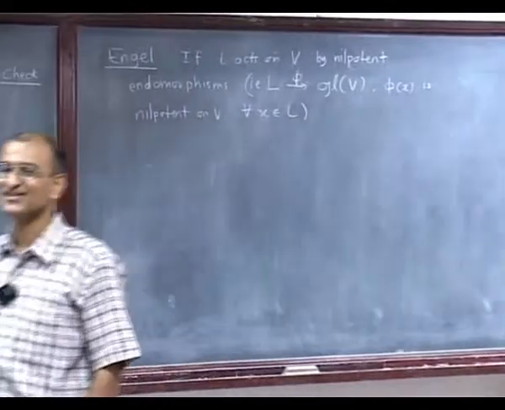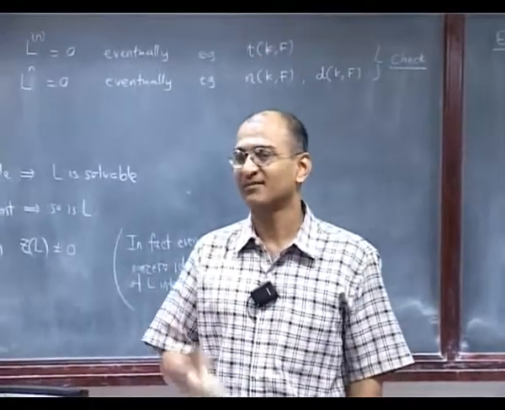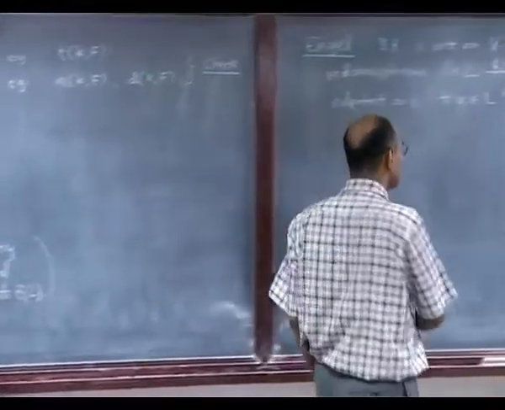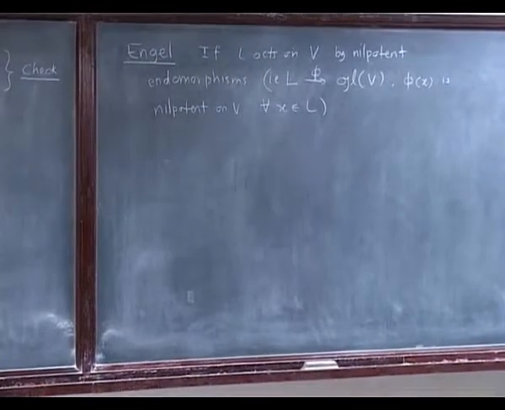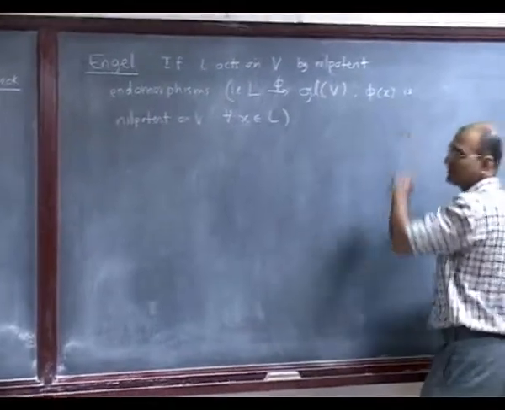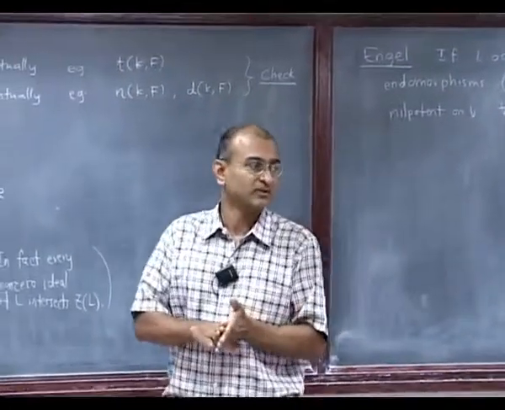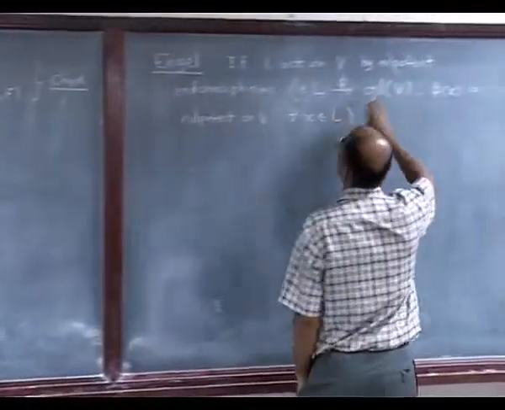Just see the power before which it dies, and you will always get one. So this is the reason why we don't need the field to be algebraically closed, because you always have an eigenvector. The point is, each x may have a different eigenvector, but I can find a common one, an eigenvector that will work for all of them. That's the content of the theorem.